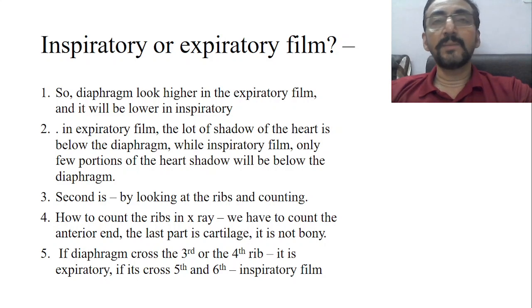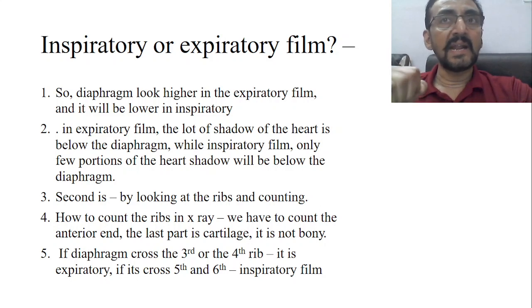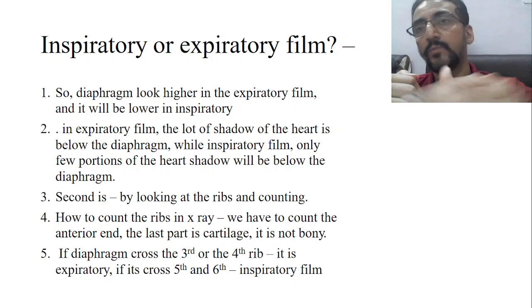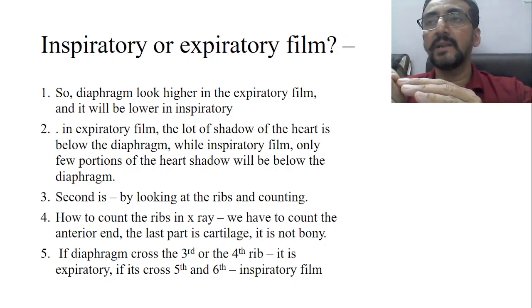So how to count the ribs in X-ray? Always we have to count only the anterior end, the last part of the cartilage, and it is not bony. The last part of the cartilage is not the bony portion, it's only the cartilaginous portion. So we have to count the anterior end only, because we know that the ribs posteriorly are bony, and anteriorly they contain the cartilages.